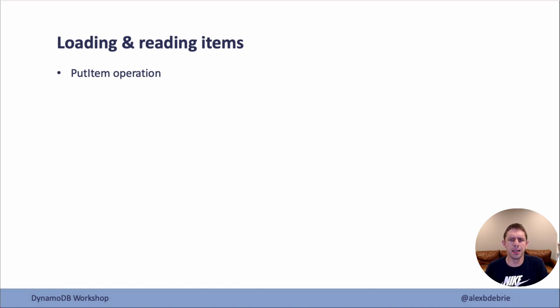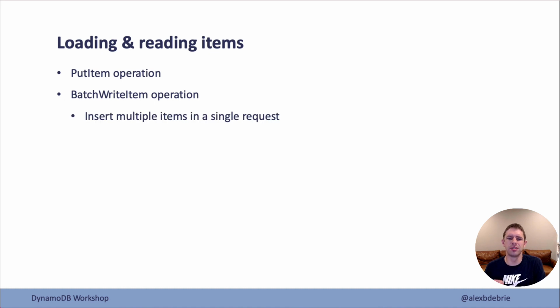So you could use that here, but what if you have a lot of items you want to insert into your table? You have 10 different items that you want to put in. You could fire off 10 separate put item requests, or you could use the BatchWriteItem operation. What this allows you to do is insert multiple items in a single request. So rather than having 10 separate put item requests, you can do one BatchWriteItem operation, insert those all at the same time. One thing that's unique about this is that those individual items will succeed or fail independently.